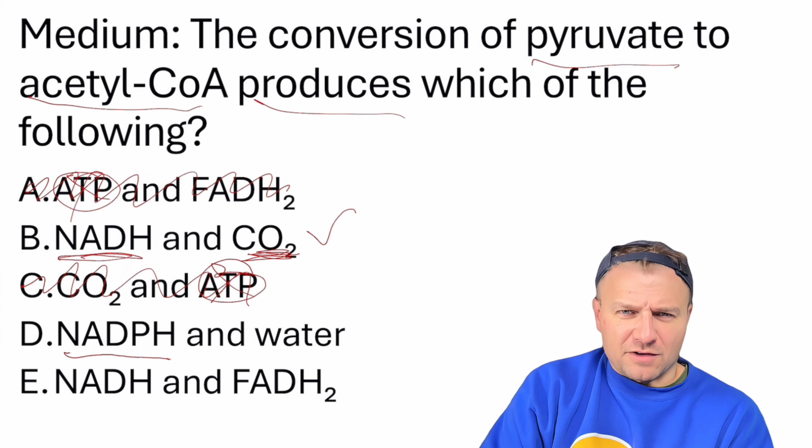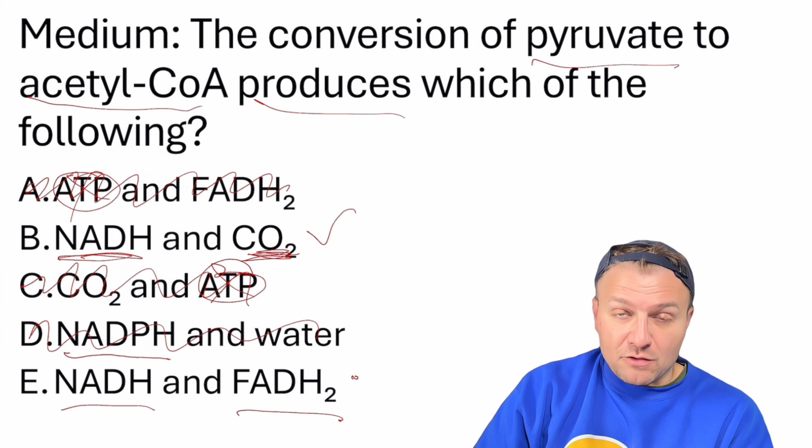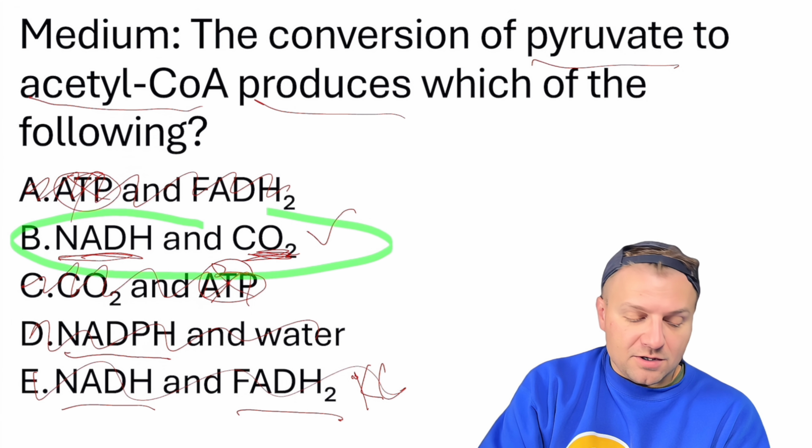NADPH, no, we produce that during photosynthesis, so that can't be right. NADH and FADH2, that would be right if it was for the Krebs cycle, not the prep step, so this isn't right. The answer here is B.